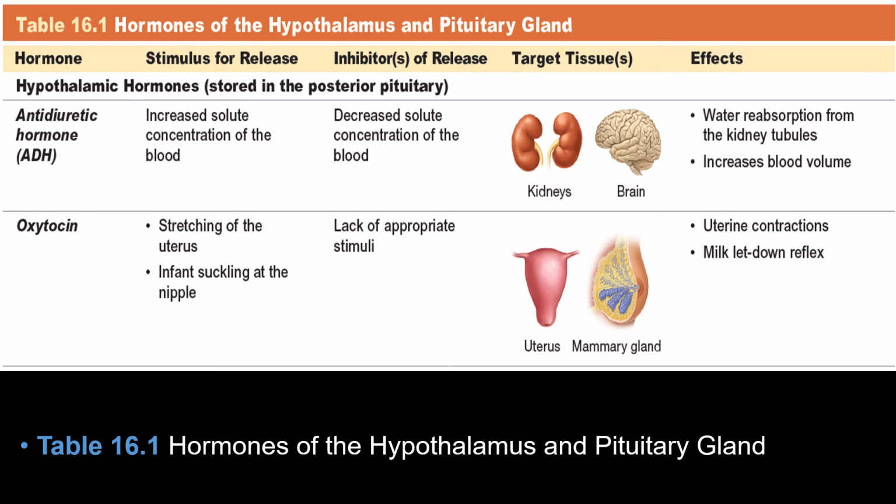So this table actually gives a summary of all of the hypothalamic hormones that are going to be stored in and released from the posterior pituitary. And then it also gives detail on regulatory hormones of the hypothalamus as well as hormones of the anterior pituitary. And I'm not going to go through all these again. I've already covered all of them, but I will just go through these. I'll give you a couple seconds on each slide to pause it and study this table as you need to.